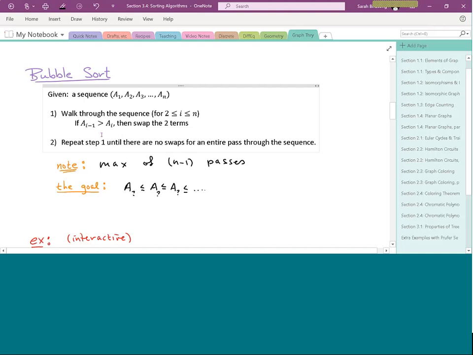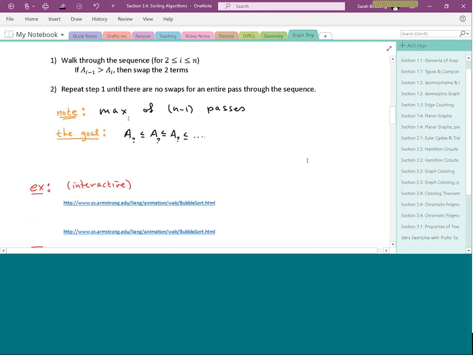Okay. And then you repeat this step until you've been able to go or pass through the entire sequence at least once with no swaps whatsoever. Okay. In terms of what this means, the maximum of n minus 1 passes that you have to go through your sequence, and obviously the algorithm can terminate early. Okay, so our goal here is we want these numbers to be in ascending order.